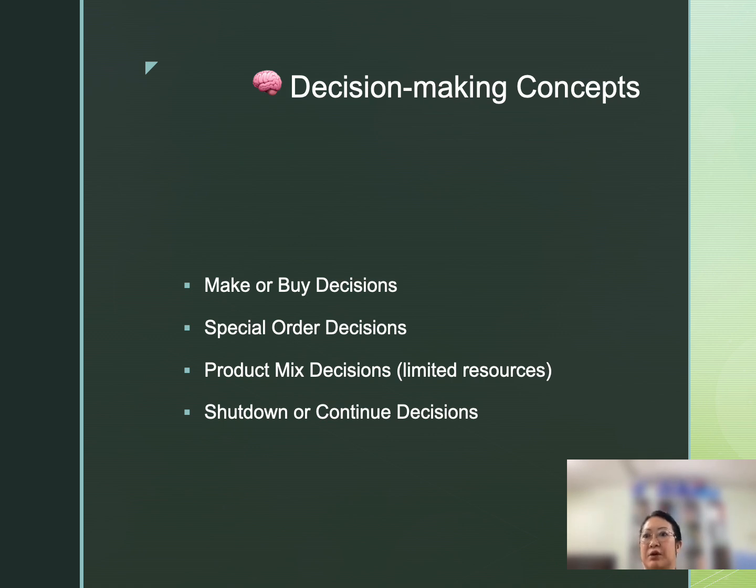Management accounting is all about supporting decisions. We use these concepts to decide things such as, should we make a product ourselves, or should we buy it? Or should we accept a special order at a lower price? Or which product mix gives us the most profit? Or should we shut down or continue a part of the business? All this requires accurate and relevant cost data.